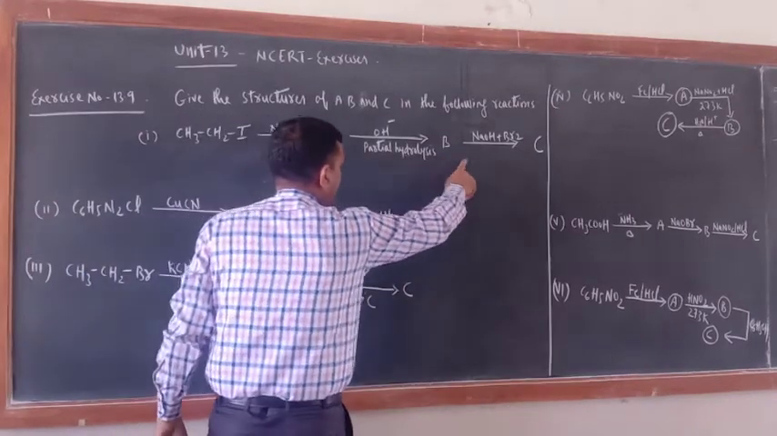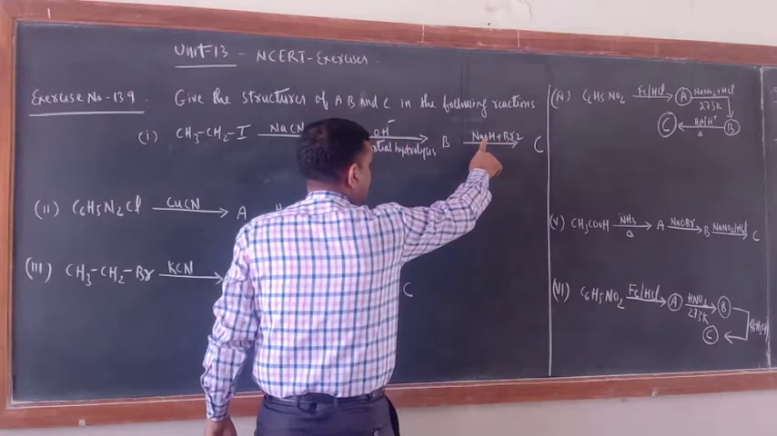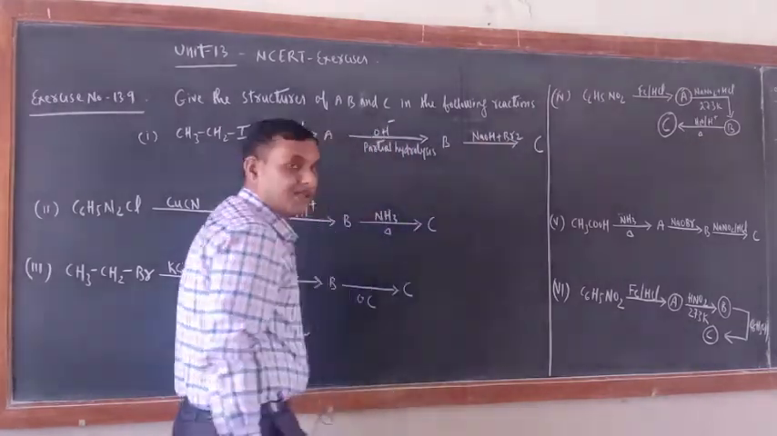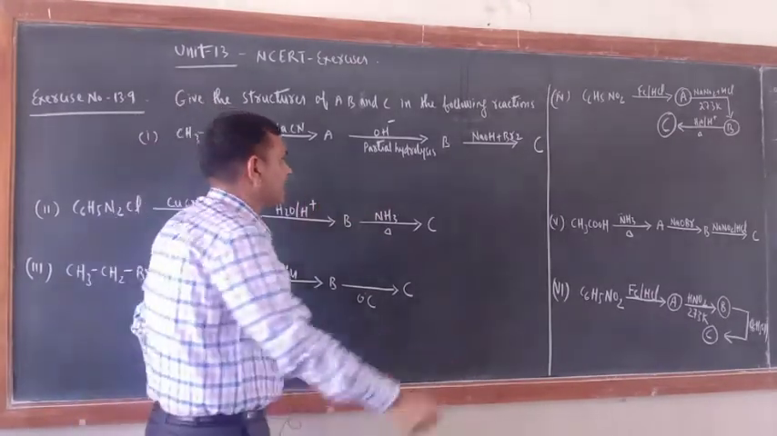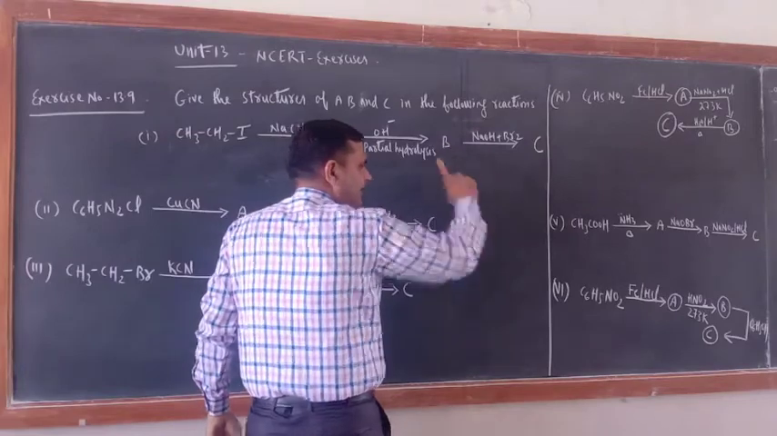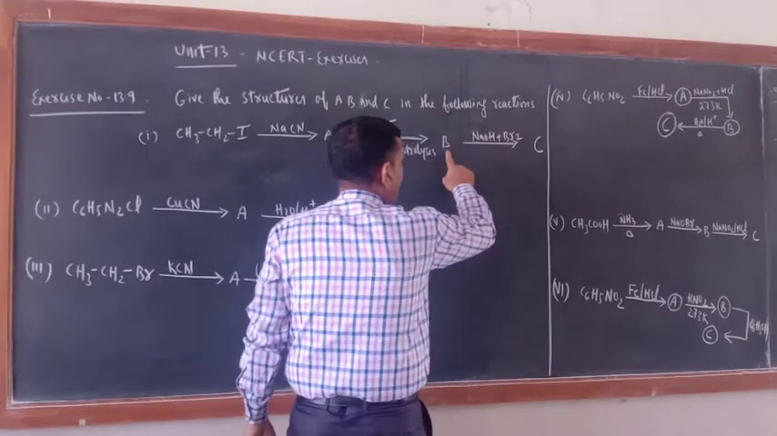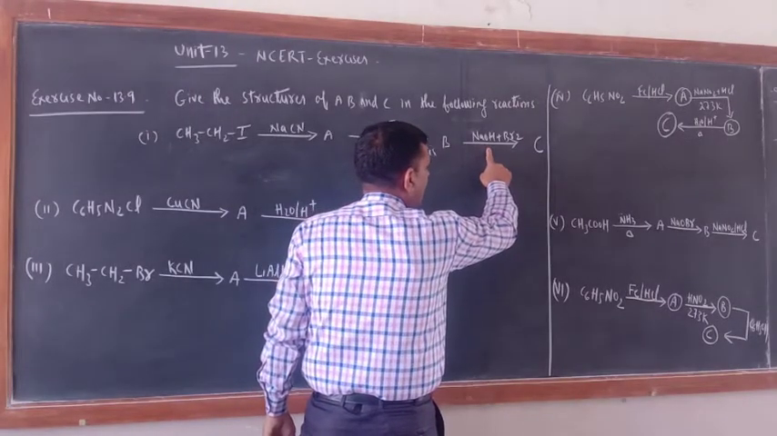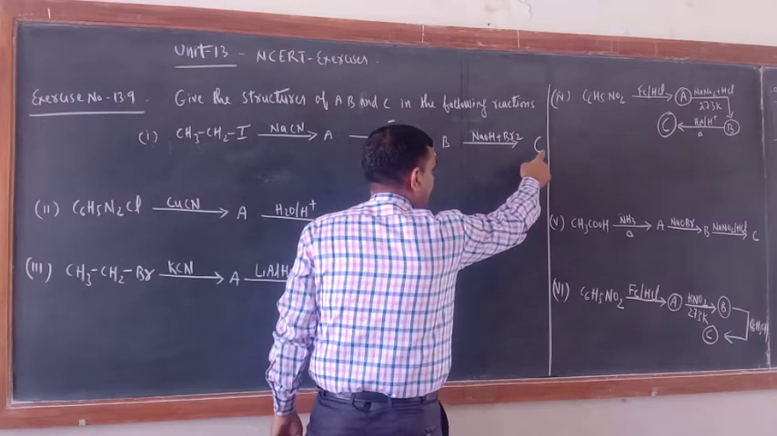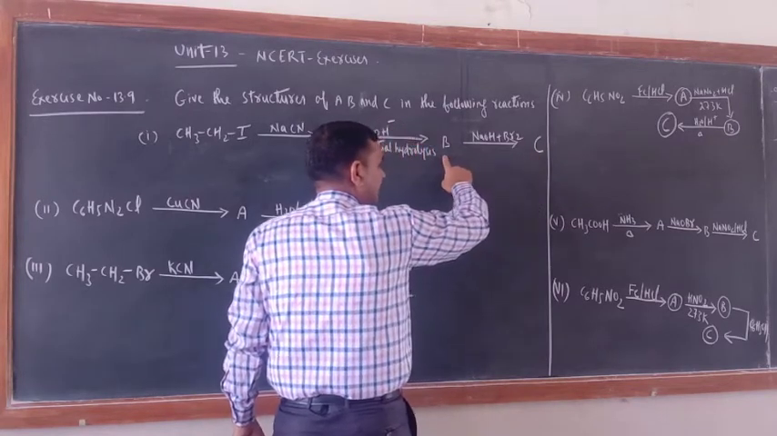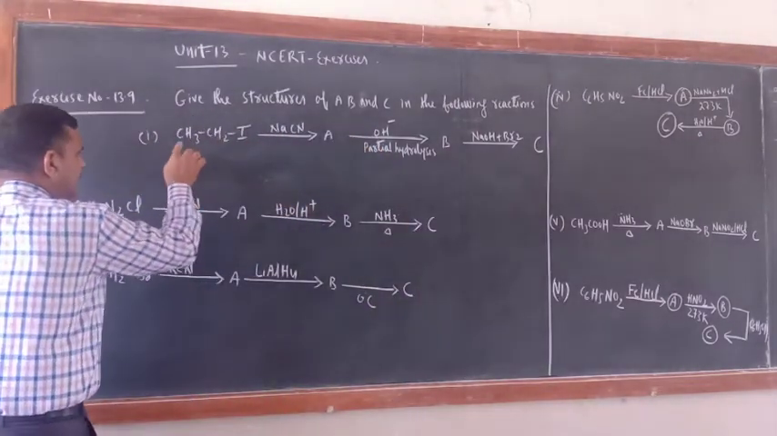Similarly, here what is written? NaOH plus Br2. These are the reagents which are used in the Hofmann bromamide reaction. Means B must be an amide, because only an amide undergoes the Hofmann bromamide reaction. And when the amide is subjected to Hofmann bromamide reaction, then C must be an amine, which contains one carbon atom less than that of the original amide.